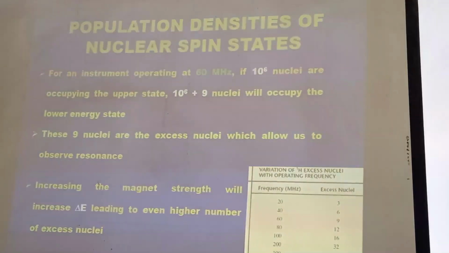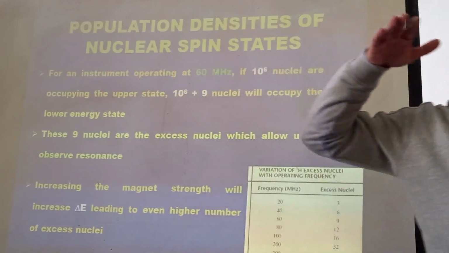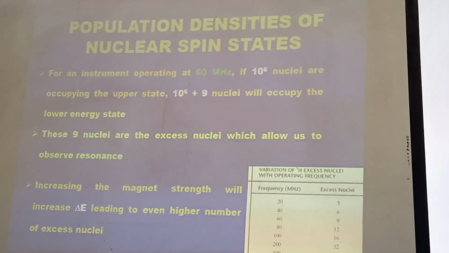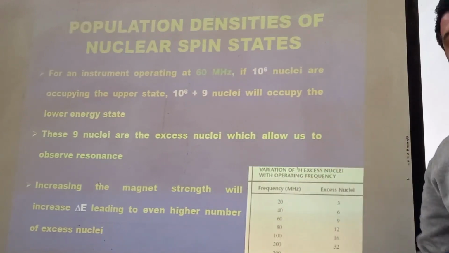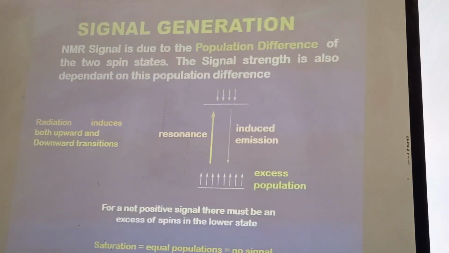So now we know that the population density in the alpha and beta state is more or less related to the energy gap. If you have a higher energy gap, which means you are operating at a higher frequency or higher magnetic field, then the difference of population or the excess nuclei will be in higher number in the alpha state, and that means a stronger signal. Now, how does that signal actually get generated?